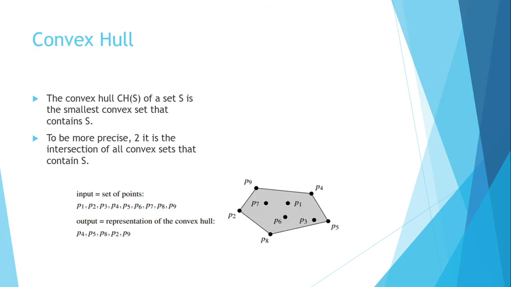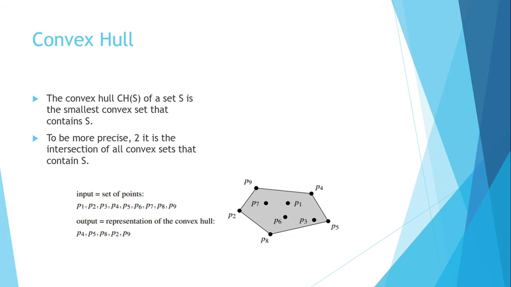Next is convex hull. Here, you just want to know that given an input set of points like P1, P2, P3, you find a set of other points in the given input such that it acts like a boundary to the whole set of points. To be more precise, it is the intersection of all the convex sets that contain S. That is called a convex hull.